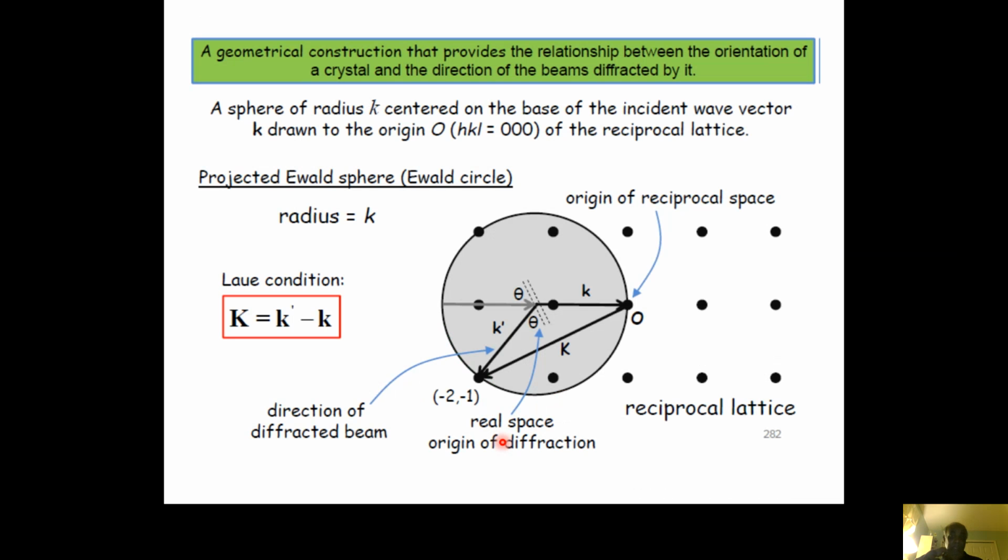So here's another example. I have this incoming wave K. Then you have K prime. So this vector should be G, right? Then you can find, if I take this one as the origin in real space, that's where we keep the crystal. But if you consider your origin in the reciprocal space as this one, then if I measure from here, I have -2. This way -1, so you get the -2, -1 plane.